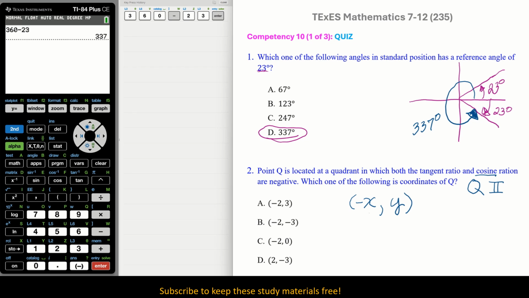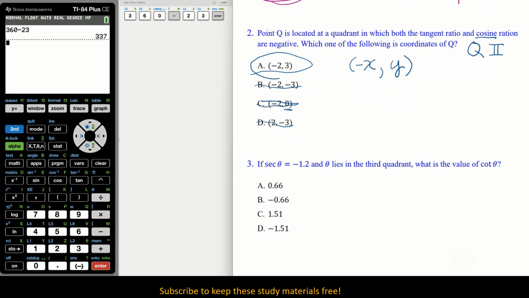If we look very quickly, you might say, what about C? Well, C has a 0, and that would not be appropriate. If we had 0, -2 and 0, we're not even in the quadrant technically. That's a little technicality. So it is option A. Okay, let's go to number 3.